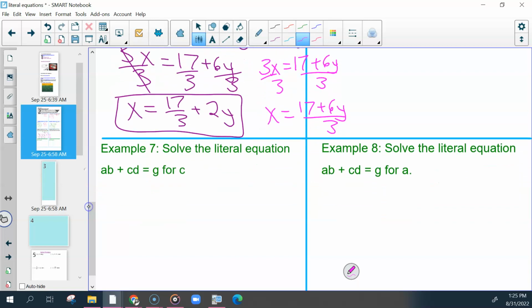Seven and 8 are similar, but just variables this time. You want to do 7 or 8? 8. So in 8, we are solving for a. What would we do first? Subtract cd on both sides. Again, these are not like terms, so we're just moving it.